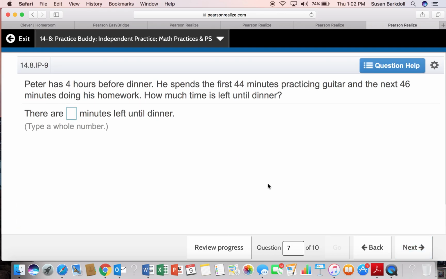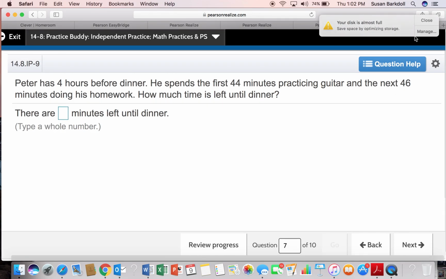Peter has 4 hours before dinner. He spent the first 44 minutes practicing guitar and the next 46 minutes doing his homework. How much time is left? So I have to first do the math and say 60 minutes times 4 hours. 4 times 0 is 0. 4 times 6 is 24. So 4 hours equals 240 minutes.